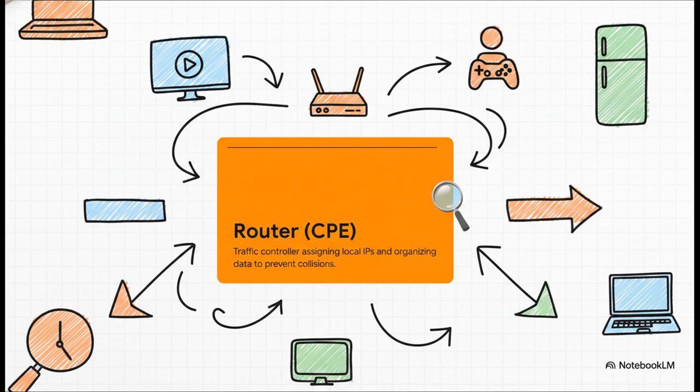Imagine a busy household. Someone streaming a 4K movie in the living room, maybe someone upstairs is playing an intense online multiplayer game, and meanwhile, your smart fridge in the kitchen is just quietly running background updates. The router assigns local IP addresses to every single one of those connected gadgets and meticulously organizes all the outbound data. This prevents data collisions and manages bandwidth, keeping the digital traffic of your entire household perfectly organized.